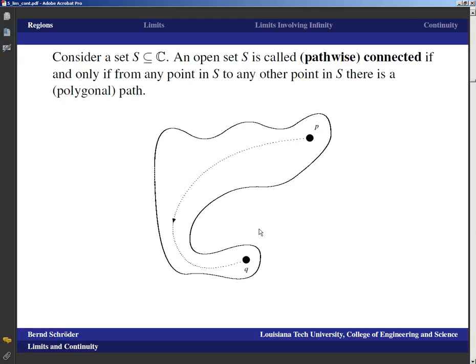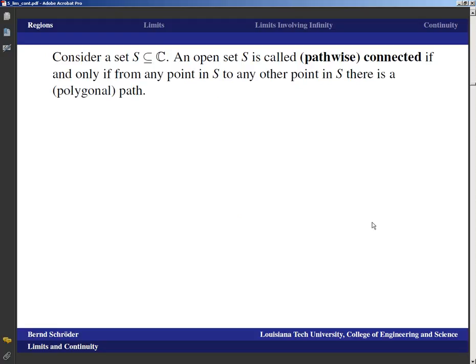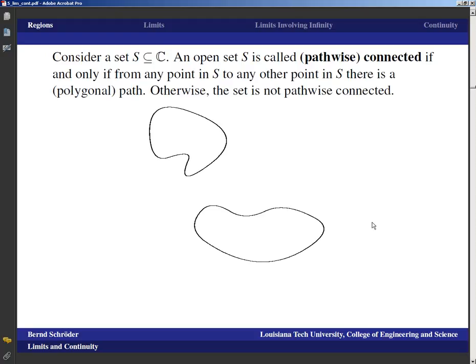And even though I'm only considering 2 points here, I think it's pretty obvious that no matter which 2 points I would choose inside this set, I would always be able to take a path from one point to any other point. So C connects P and Q. Otherwise, the set is not pathwise connected, and that can also happen.